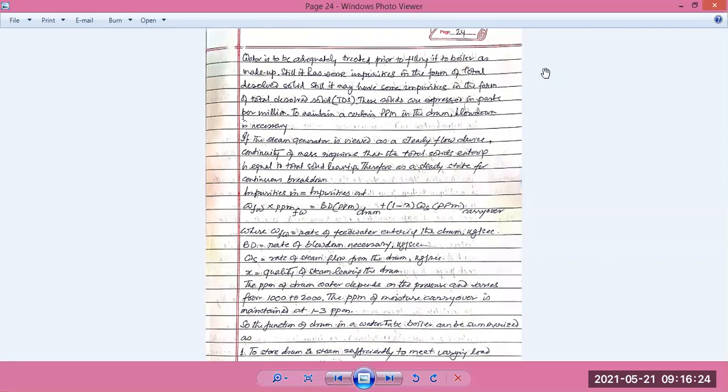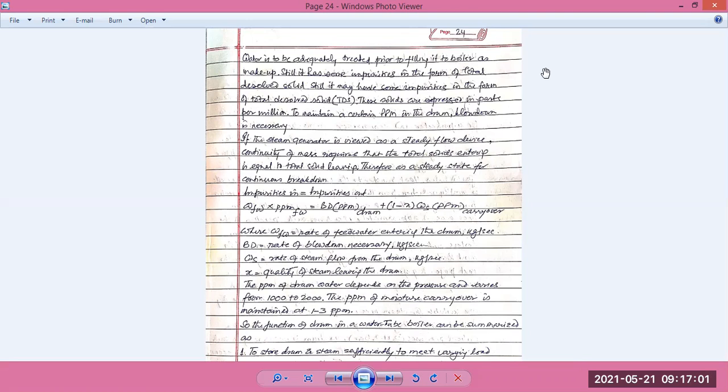Now, water is to be adequately treated prior to filling it to the boiler as makeup water. Still, it may have certain impurities in the form of total dissolved solids. The problem is, it should be purified to a certain extent before sending to the boiler, but it is not totally demineralized or deionized water.